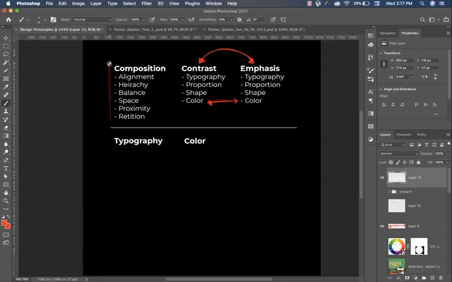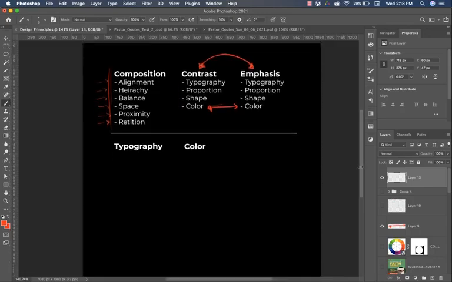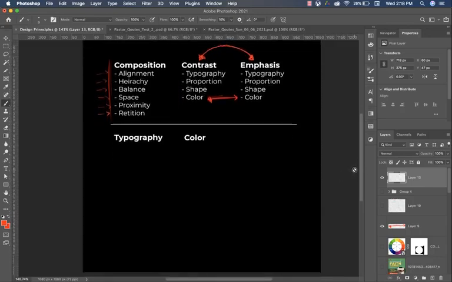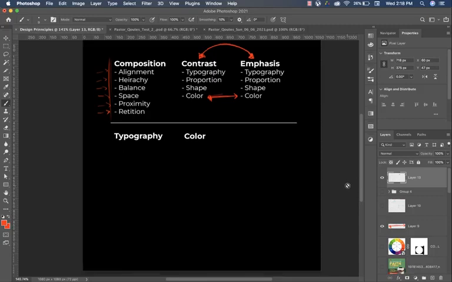All right. Under composition, we have alignment, hierarchy, balance, space, proximity, and repetition. Now, composition for flyer designs is very, very key, so I'm going to talk about composition first before I move on. Composition is one of the major problems people have when they are designing something. The question is, how do I know where to place what?